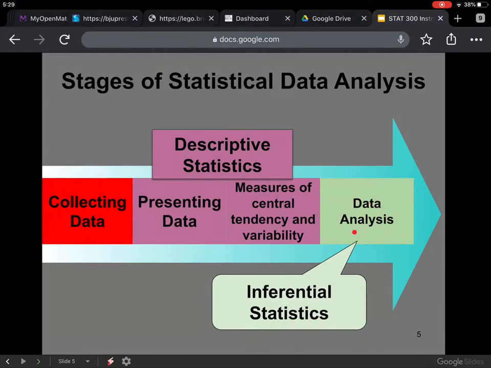Please note that the first step, collecting data, is going to be Chapter 1. Then presenting data and looking at measures of central tendency will be Chapters 2 and 3. There are some chapters in between, probability, for instance, and then we're going to talk about data analysis for the rest of the semester. So this is more or less the entire semester's work in this diagram, although there's a lot more stuff in between that we need to look at.